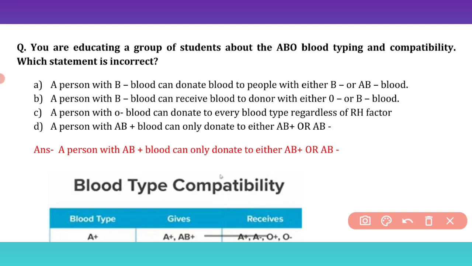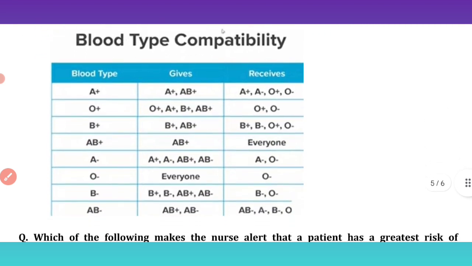Option D, a person with AB positive can only donate to either AB positive or AB negative. So this is the wrong answer. An AB positive person can donate blood only to AB positive, not to A positive, B positive, or AB negative. Okay, so this is the wrong answer. That's why we selected option D as the wrong answer.